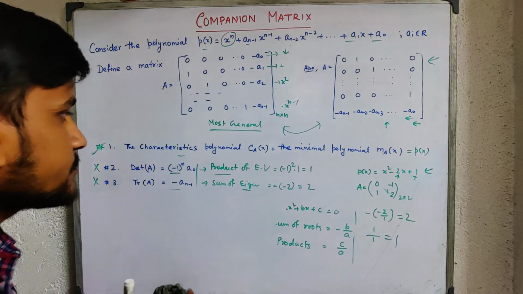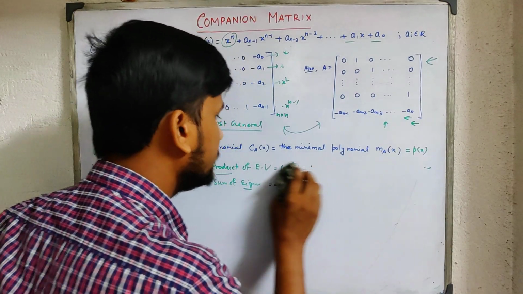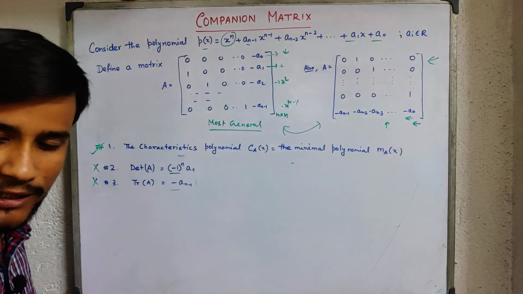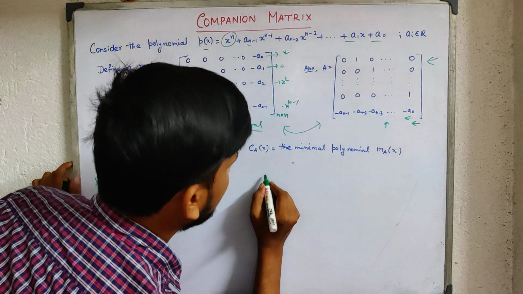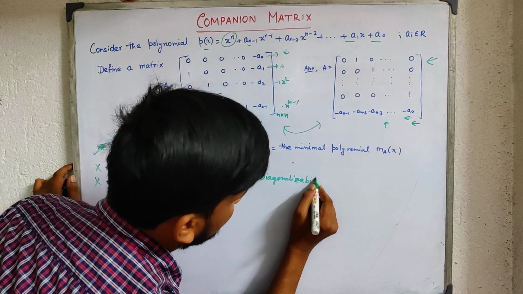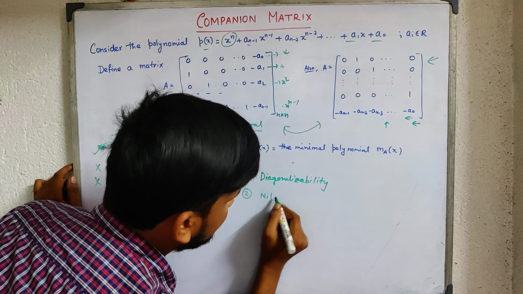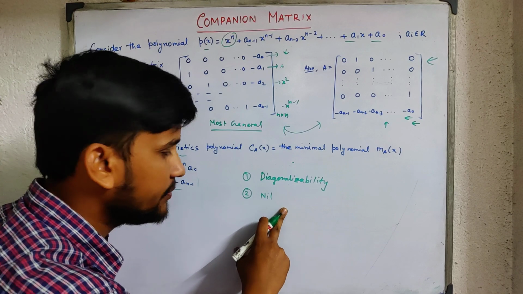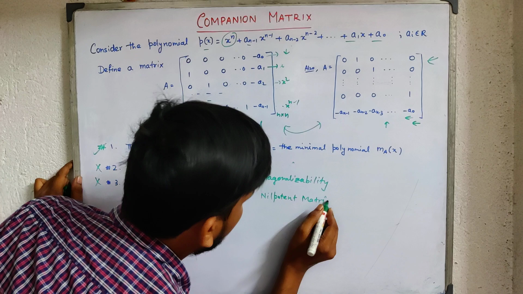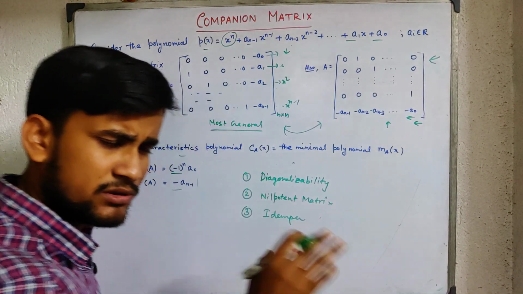Now for a higher order matrix, let us take another example. One more thing is that the companion matrix may or may not be diagonalizable. So what is the relation between diagonalizability and the companion matrix? Number 2, nilpotent matrix: check if there is any relation between nilpotent matrix and the companion matrix, and whether there is any relation with idempotent matrix, and so on.